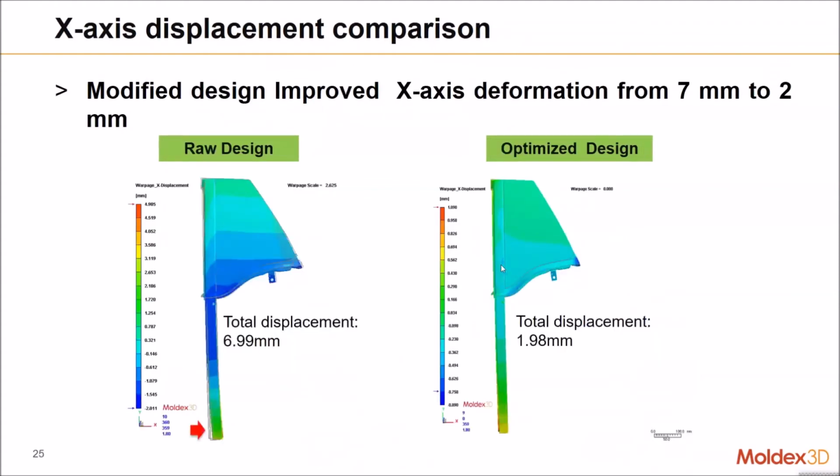Okay, so we also compare the deformation, because the customer wants to reduce the serious warpage problem, whose value is about 7 millimeter. For the raw design, the displacement along the X direction is about 7 millimeter. But after we added one part insert, it becomes 2 millimeter. So we succeeded in improving this problem after adding one part insert.